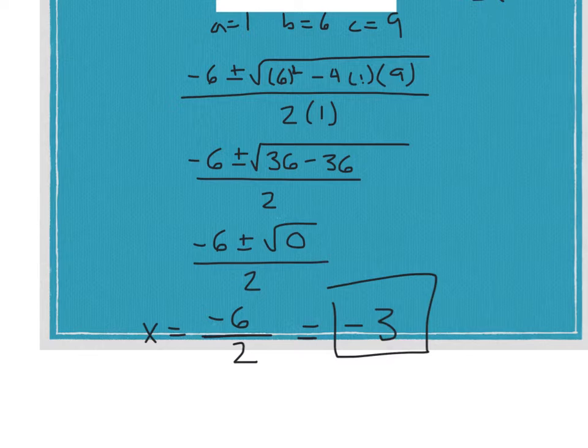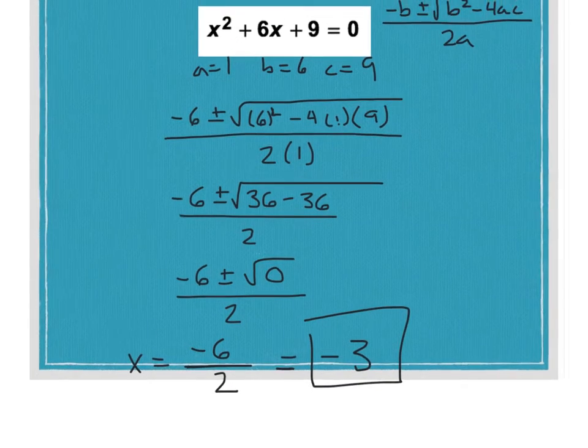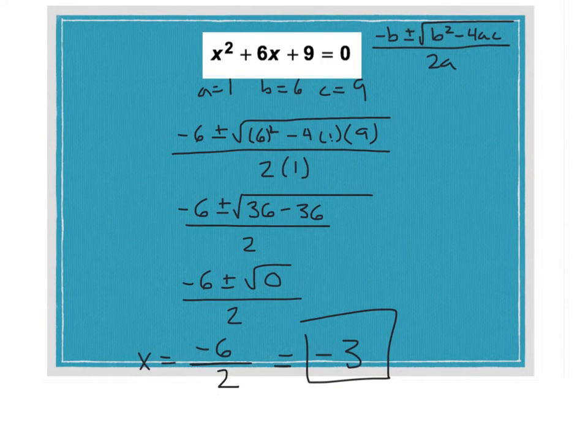So for this one, since we got a whole number, what would be an easier way to solve for x here that we already know how to do instead of using the quadratic formula? The other thing we learned. So if we had two factors of 9 that add up to 6, what would they be? 3 and 3. And then we would change the signs and it would be negative 3.